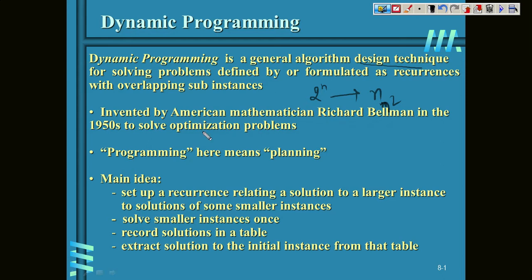So let us see when it evolved and who proposed this approach. This was proposed in the 1950s by the American mathematician Richard Bellman to solve optimization problems. So he proposed the name dynamic programming. The idea of keeping the word dynamic here is that he gave the name dynamic to make it more interesting and give a fresh feeling.